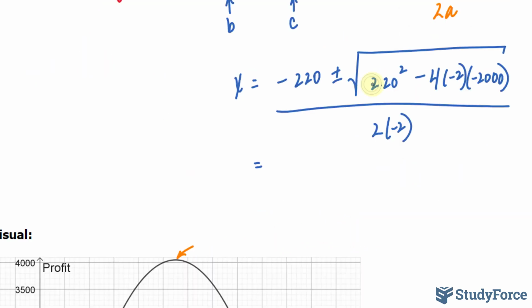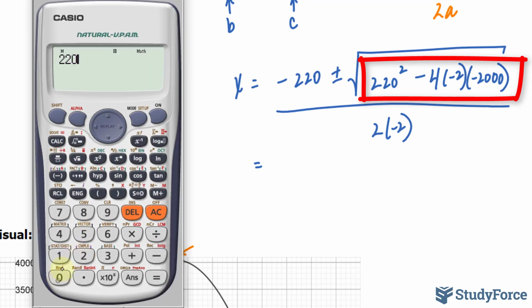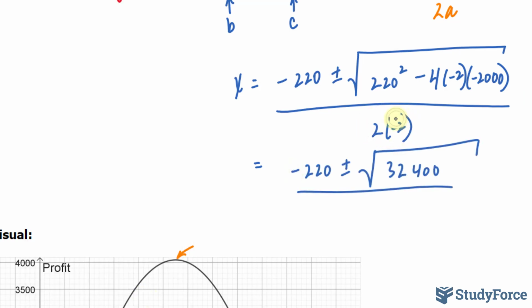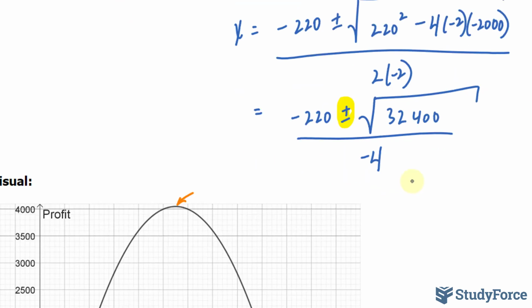Let's now simplify what is found within the square root. I'll use my calculator for this. 220 to the power of 2 minus 4 times negative 2 times negative 2000. This gives an amount of 32,400. And we'll also simplify the denominator, which is negative 4. Now, because we have a plus minus here, this means that we'll get two values of x. The first value can be found by using only plus.